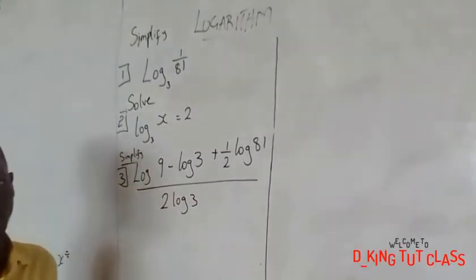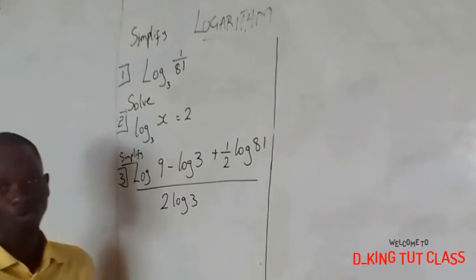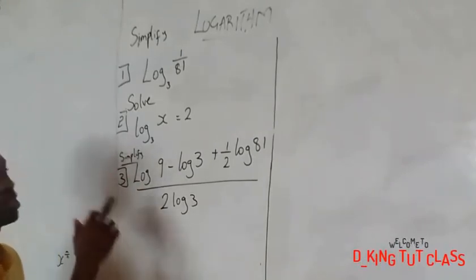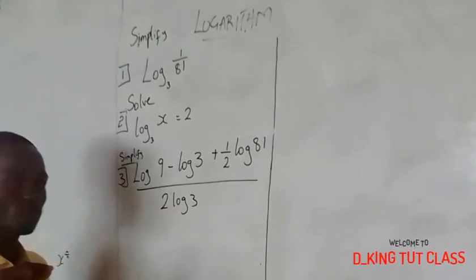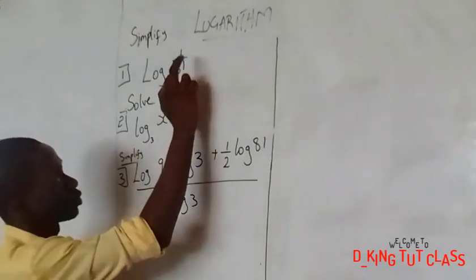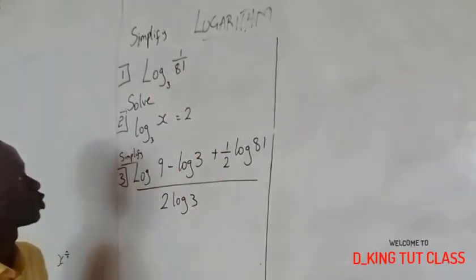So let's look at some examples and see how we can apply some of the laws we've learned so far in solving some of these problems. Now the first question is, you have to simplify this mathematical expression. Taking out the choice of my word, you simplify an expression while you solve an equation. So this is a mathematical expression, a logarithm expression, so we have to solve it.